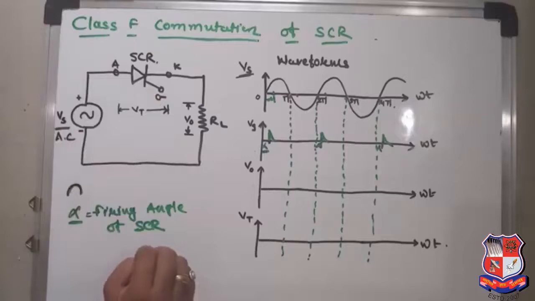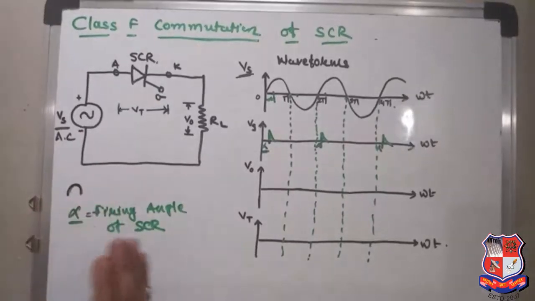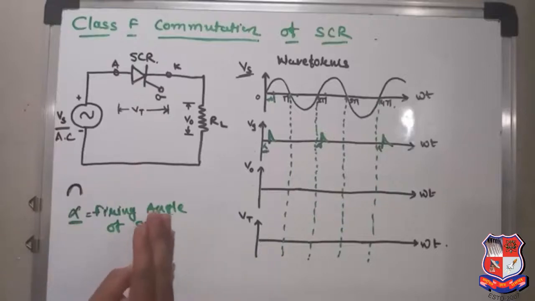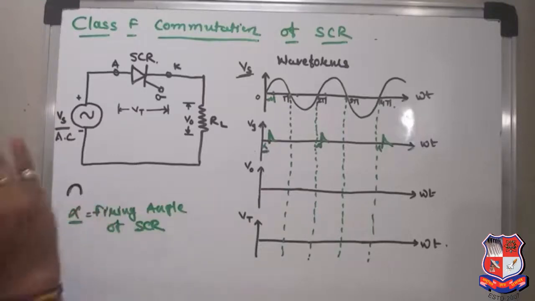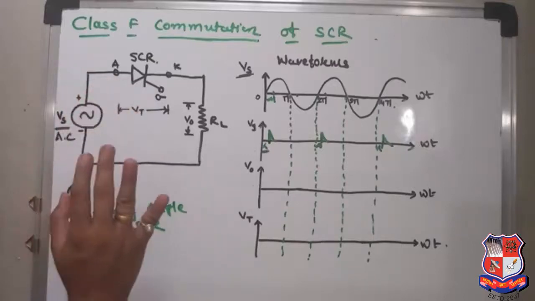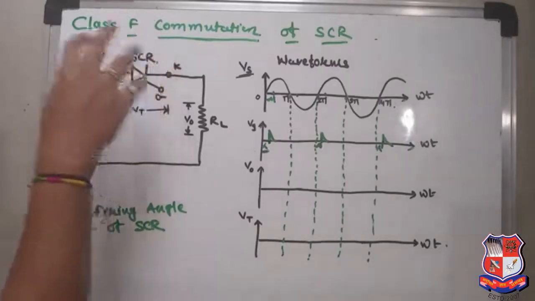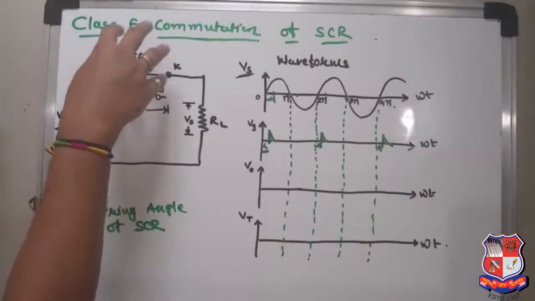So what will happen? Now the SCR comes into the forward conduction mode. The reverse-biased junction J2 undergoes avalanche breakdown. So all the junctions of the SCR, J1, J2 and J3, are forward biased, and now the SCR comes into the forward conduction mode and is in the on state.